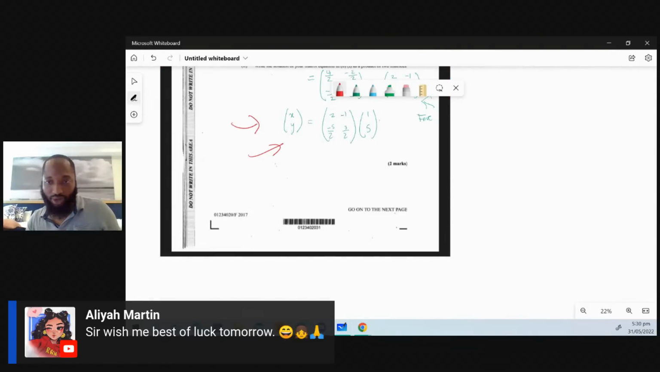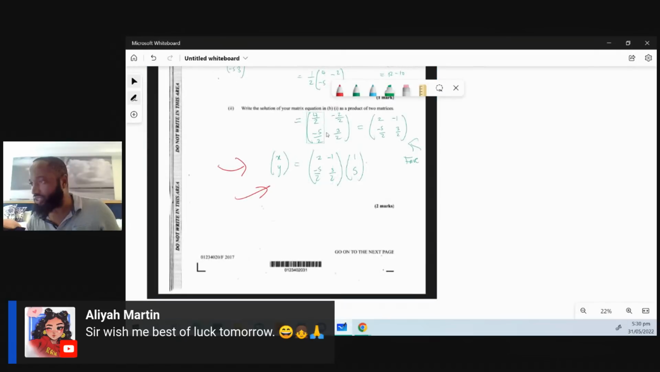Next question. Let me go and see what's going on here. They didn't want you to work it out. They just want you to write it as a product of two matrices. So if they don't want me to work it out, why should I? More vectors again, man. Please tell me it's not a vectors question.